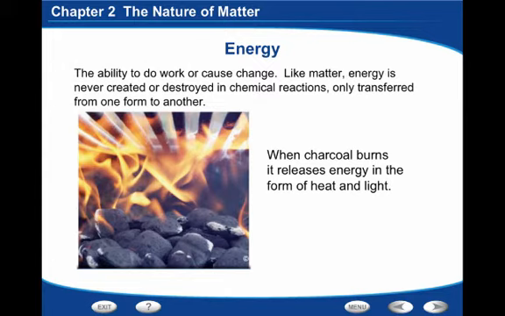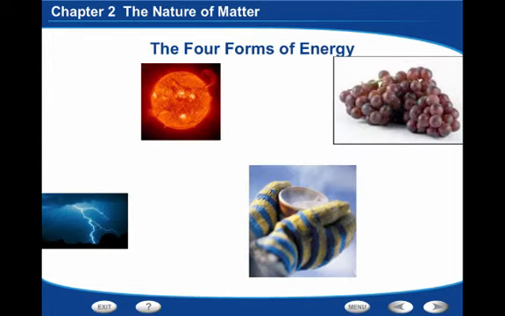So here's a good example. When charcoal burns, it releases energy in the form of heat and in the form of light, and that came from the charcoal. So there are four forms of energy.